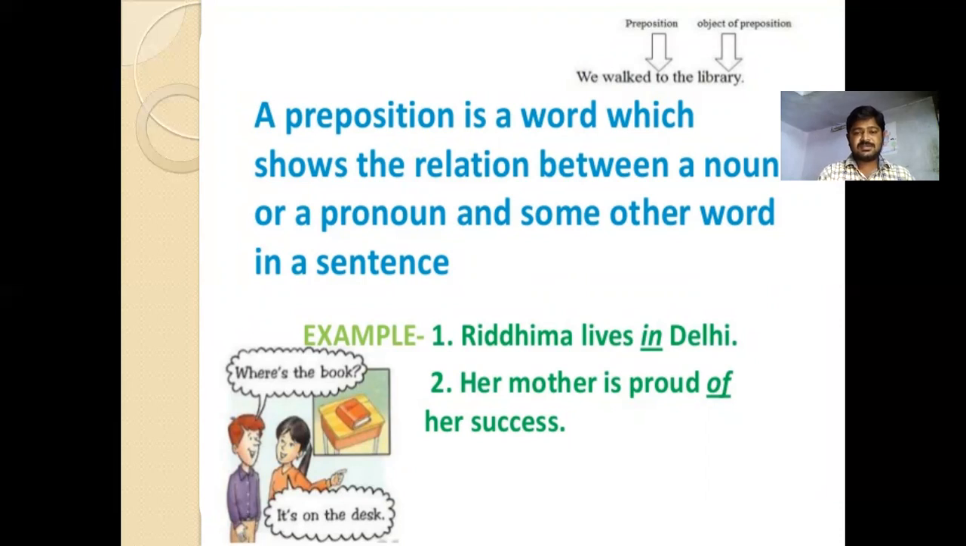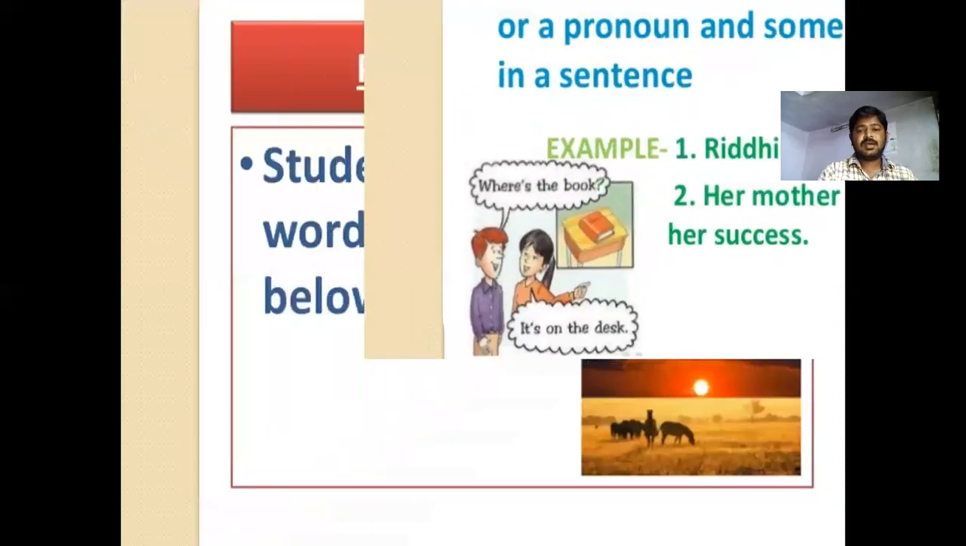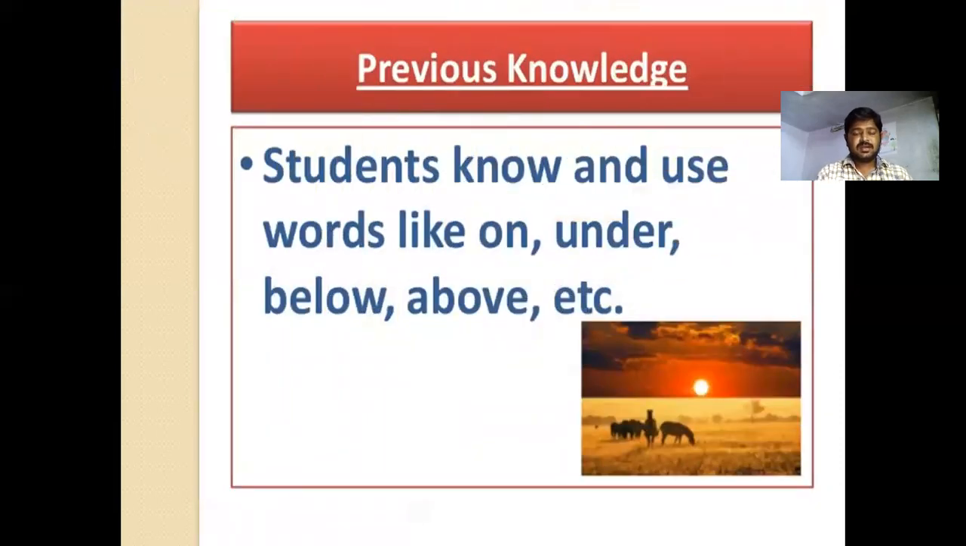For example, Radhima lives in Delhi. In is a preposition here. And her mother is proud of her success. Of is a preposition here. It shows the connection between the parts of the sentence, from one noun to another part. Students can use their previous knowledge, like on, under, below, above, etc.